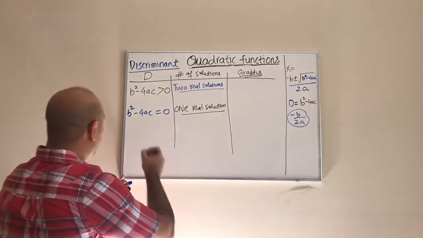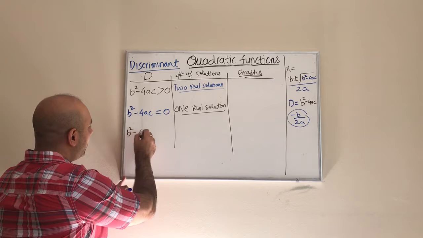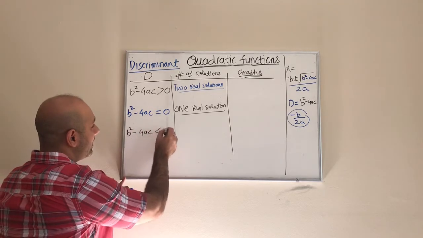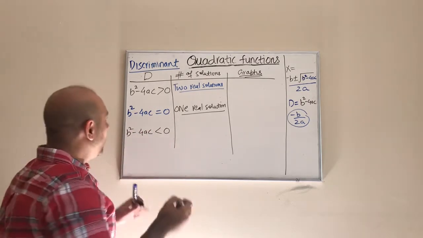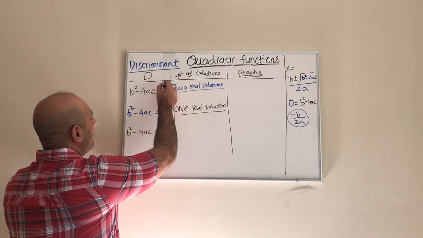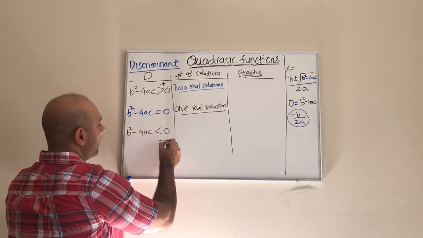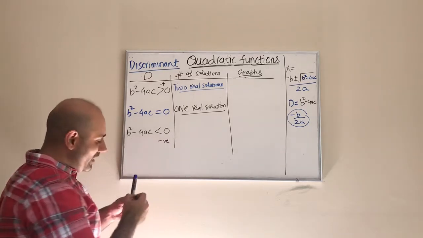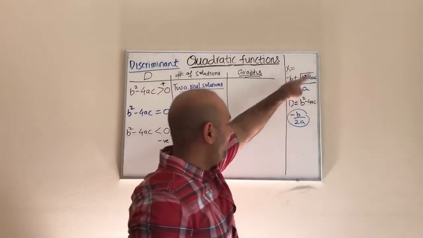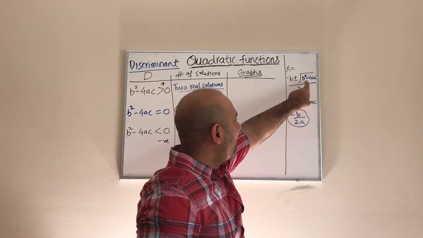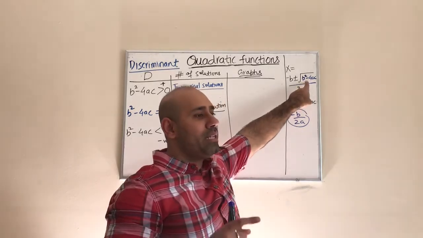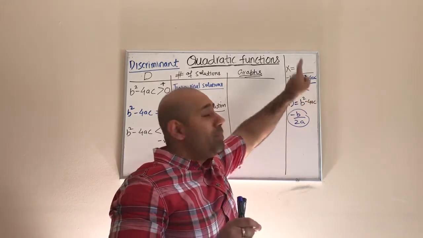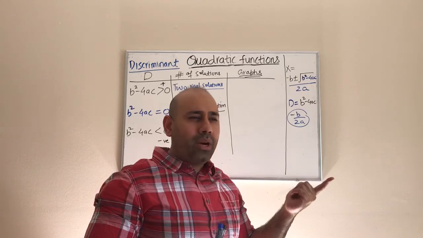And then the third one is if you have this quantity, the discriminant, less than 0, or negative. So here we're looking at all the positive numbers. Here we are looking at the negative numbers, right? And this is like the 0. And if it is less than 0, again, we are going to look at the quadratic formula. If this quantity is less than 0, that means it's a negative quantity. And we are trying to find the square root of a negative quantity.